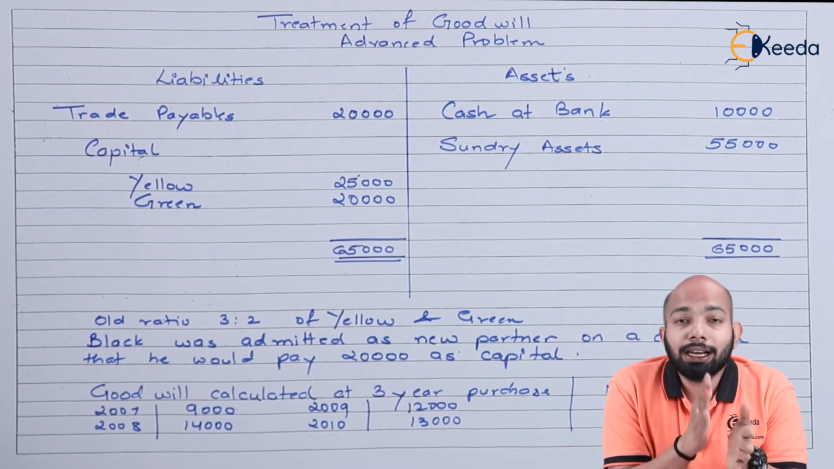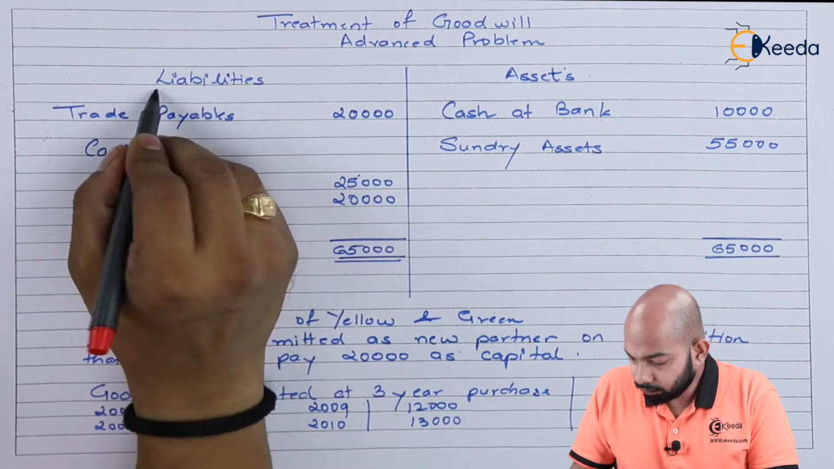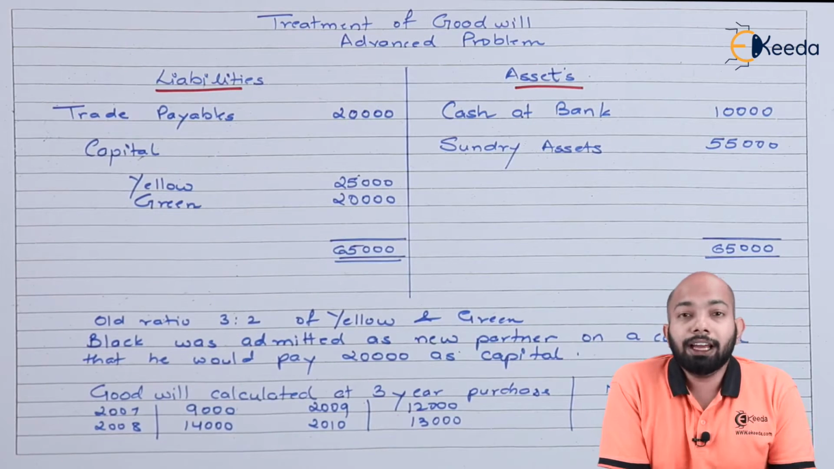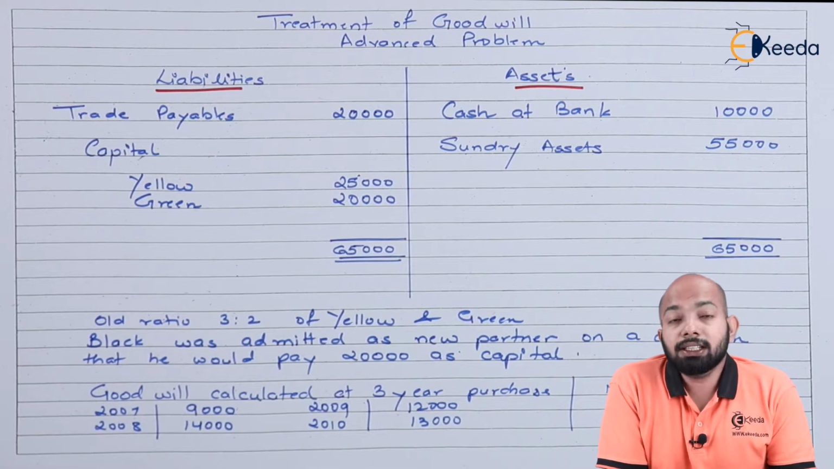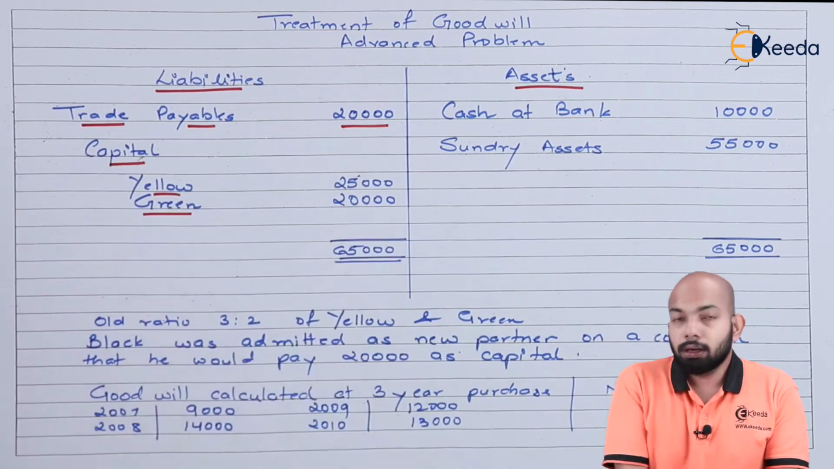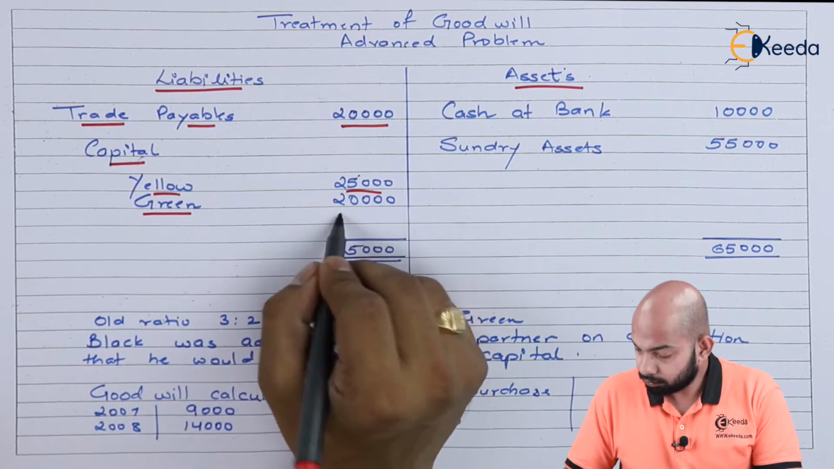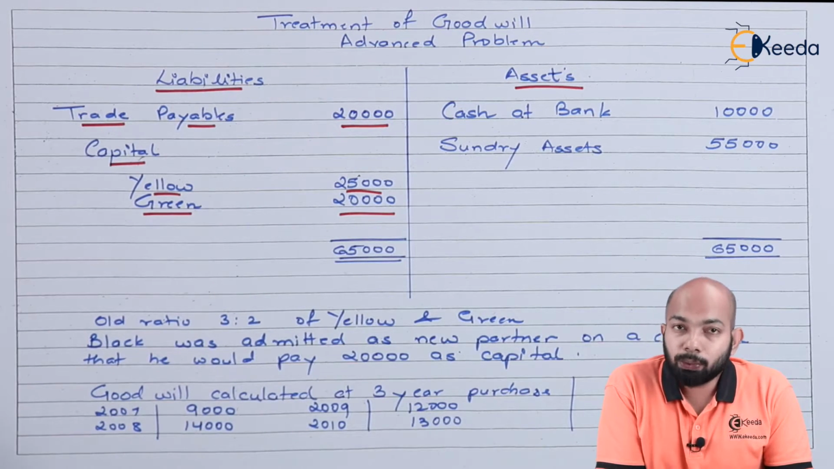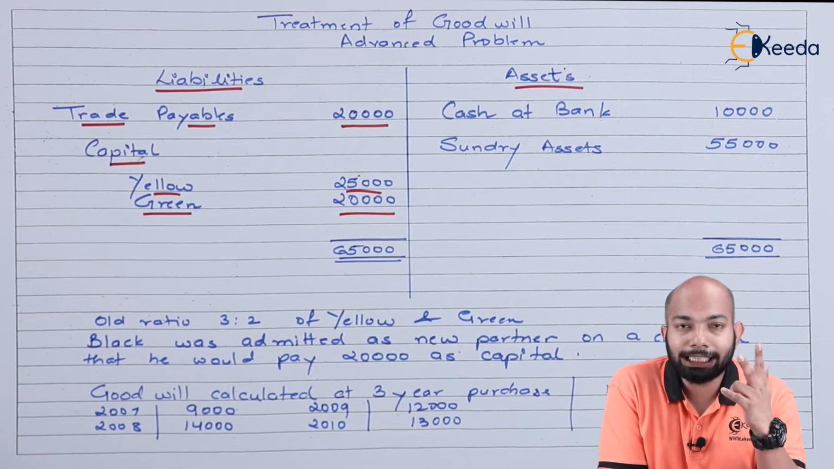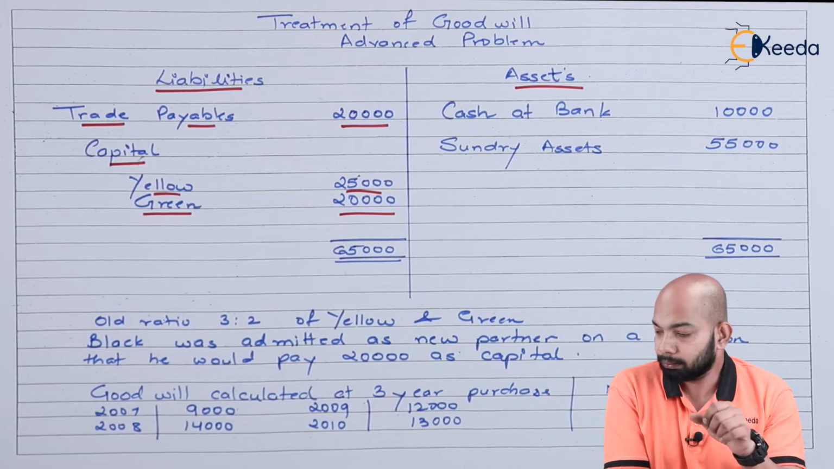Let's go through this illustration and understand how to go ahead with the calculation of these specific things. We have assets and liabilities mentioned here. There is a problem that has been shared here. Trade payables has been mentioned as 20,000 and the capital amounts of Yellow and Green have been mentioned here. Yellow's capital is 25,000 and Green's capital is 20,000. So you have two partners basically, Yellow and Green, with the capital amount being mentioned on the liability side of the balance sheet, which is given for your reference.